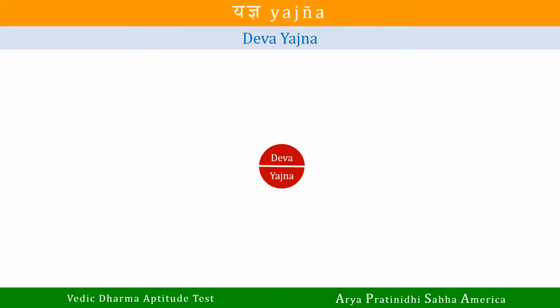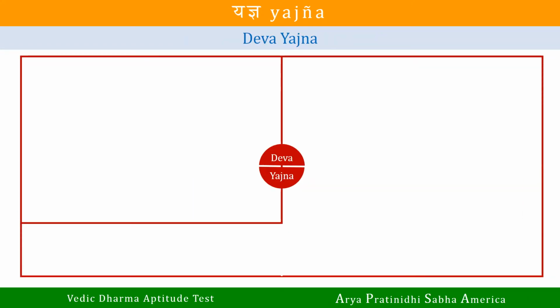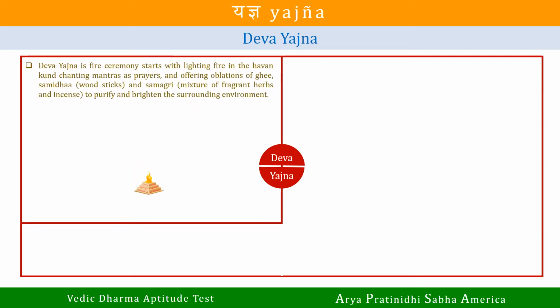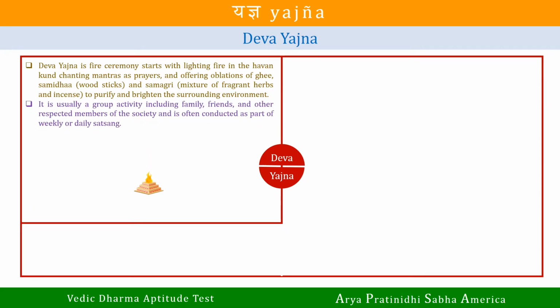So that brings us to our next topic, Dev Yajnya. Yes, what is Dev Yajnya? Dev Yajnya is a ceremony that starts with lighting fire in the Havan Kund, chanting mantras as prayers, and offering oblations of ghee, samhita, and samagri to purify and brighten the surrounding environment. It is usually a group activity including family, friends, and other respected members of the society. It is often conducted as part of weekly or daily satsang.